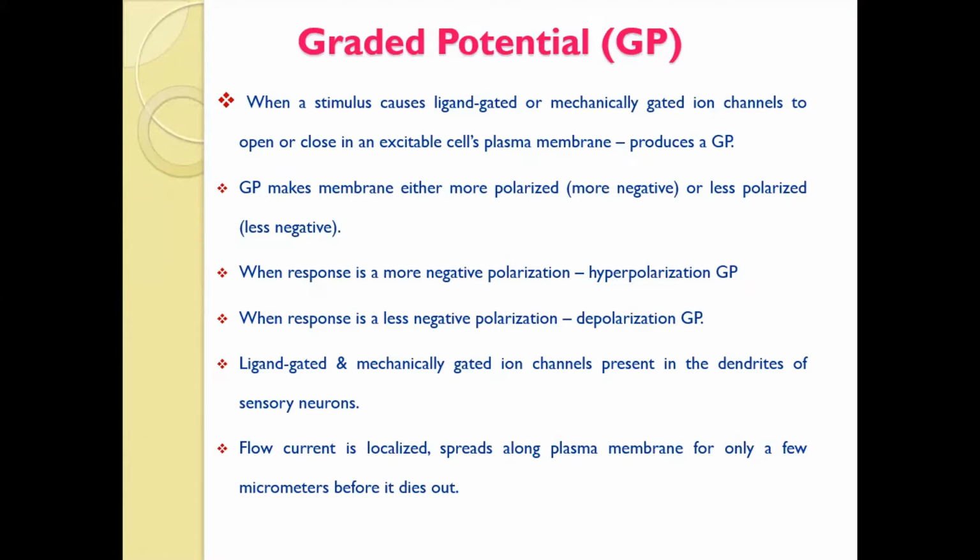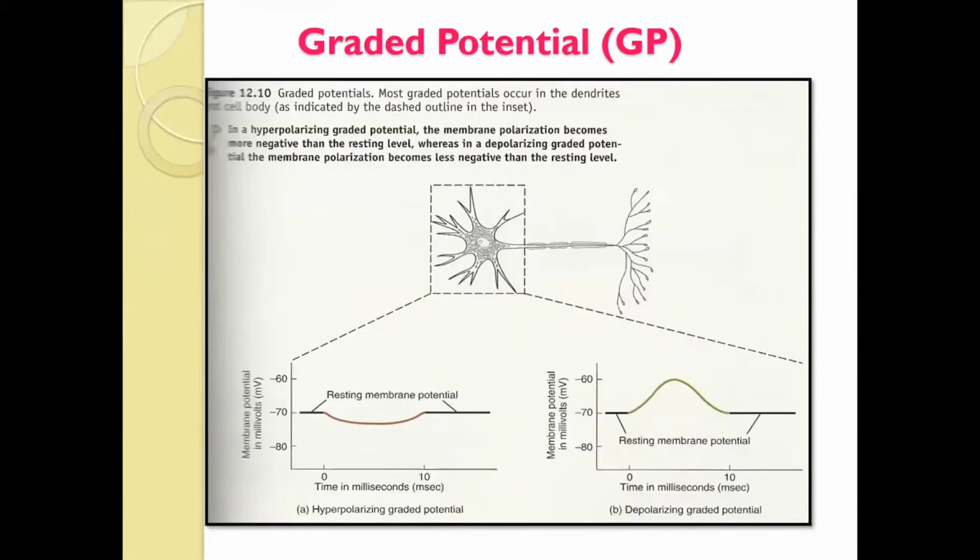Ligand-gated and mechanically gated ion channels are present at the dendrites and also the sensory neurons. The flow of current is localized, spreading along the membrane only for a few micrometers before it dies out. So for graded potential it is for short distance communication only. Action potential goes long and long. Graded potential you can find in dendrites and the cell body. This is the hyperpolarization, that means more negative, and this is the depolarization graded potential.